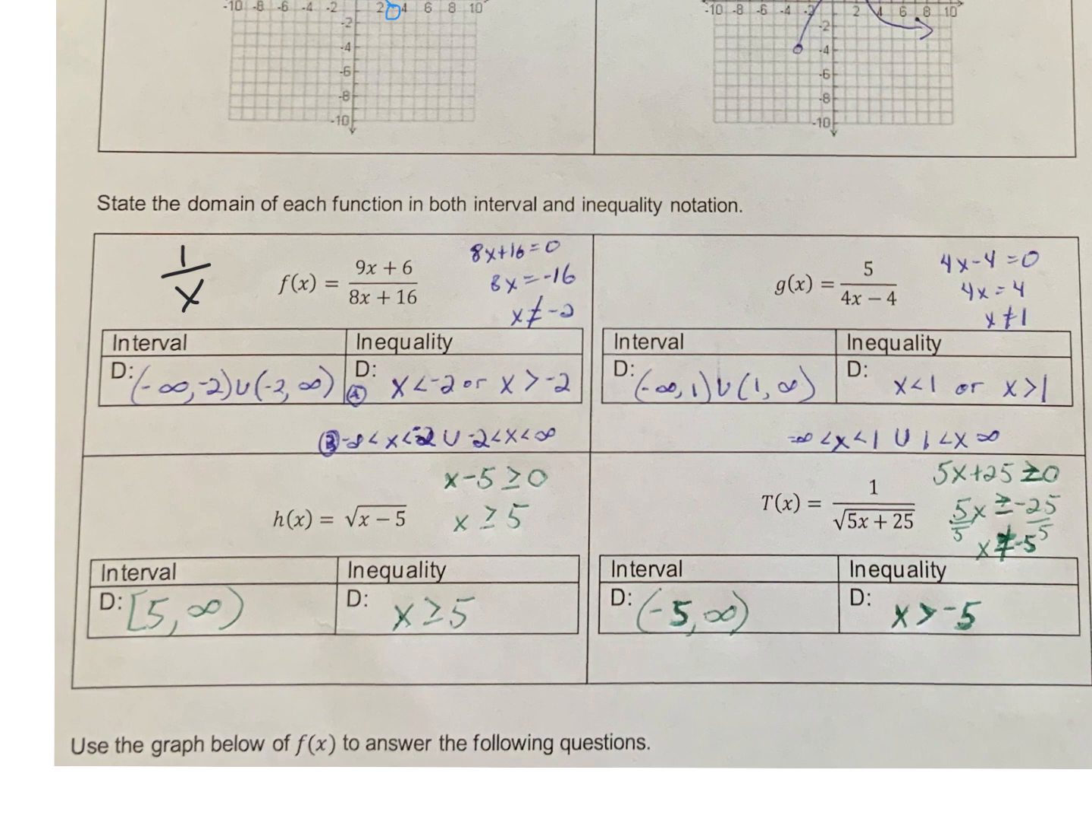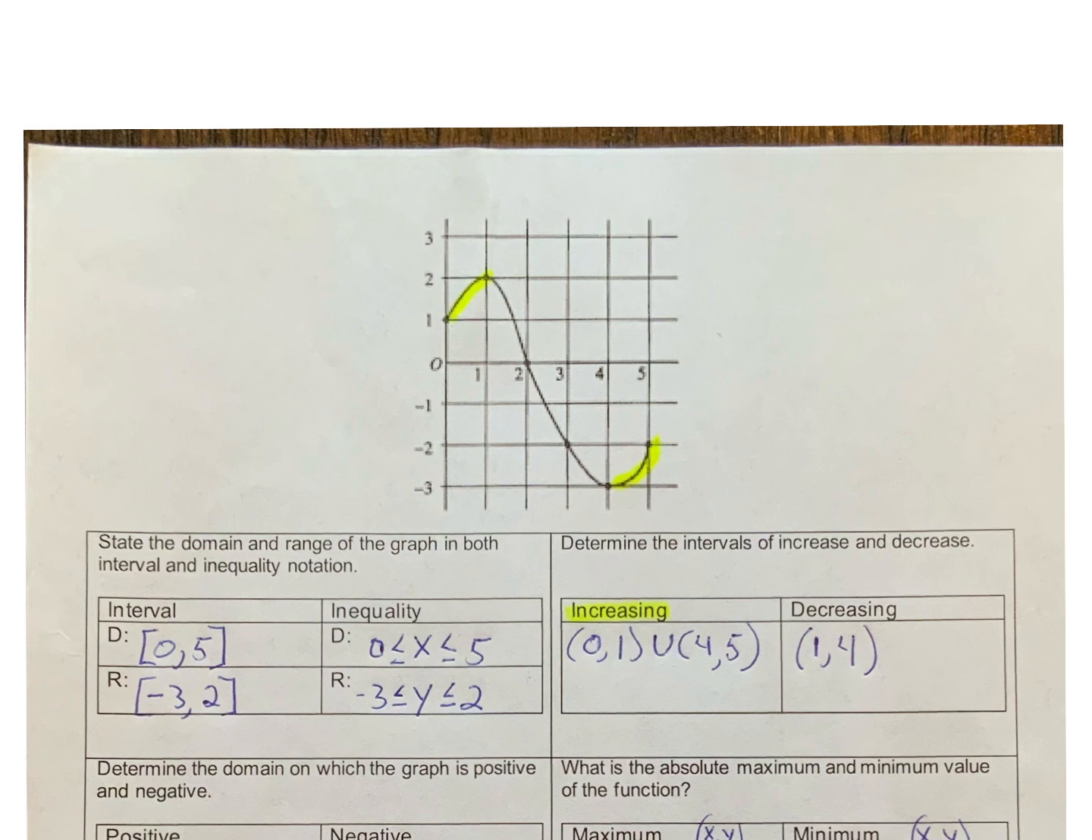All right, let's take a look at the last page. So taking a look at this graph, I want to show you, I've highlighted here different parts of this graph. This is the part where we could say that this graph is increasing. This is the interval in which it is increasing, and so is this right here. And this interval that's not highlighted, this is where it is decreasing.